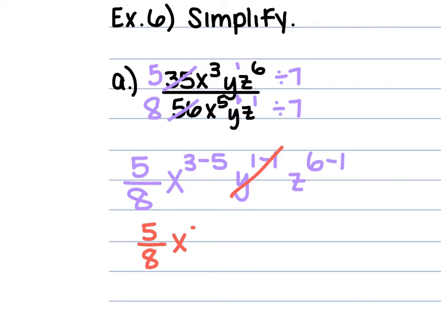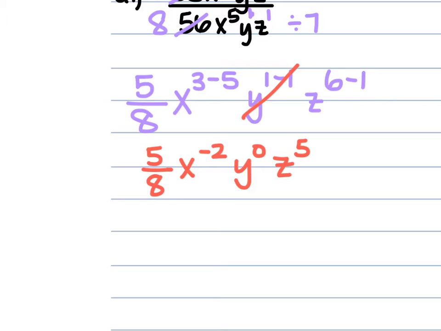It's going to become x to the negative 2. Y to the first minus the first is y to the 0, which is just 1, so it cancels out. And then that z is z to the 5th power. So because we have that negative 2, it goes on the bottom of the fraction. So we're going to have 5, the y cancels out, z to the 5th over 8x squared.